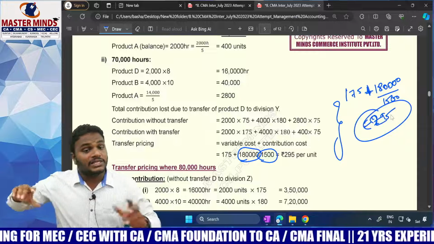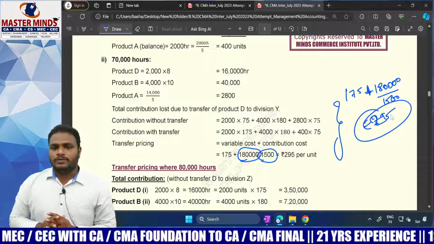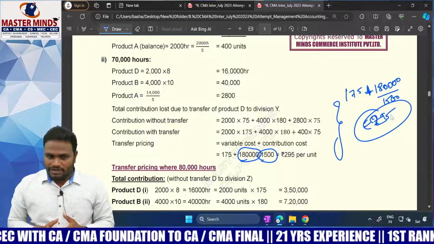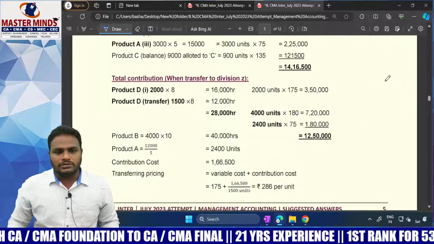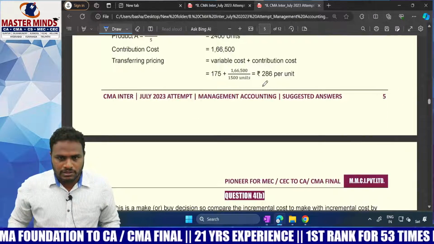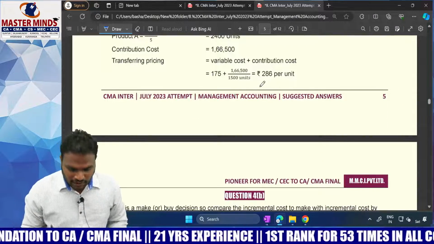When 7,000 hours are available. When the 8,000 hours are available, then how much of the total contribution is lost? 1,66,500.